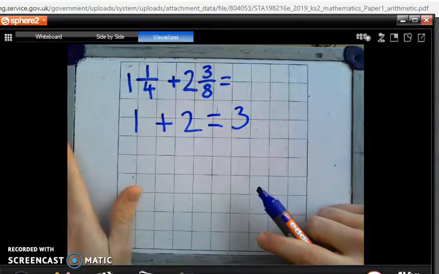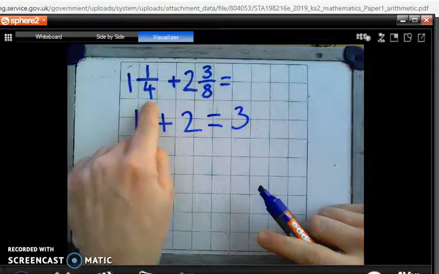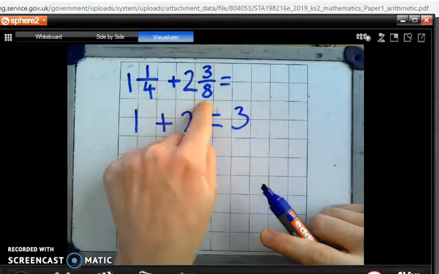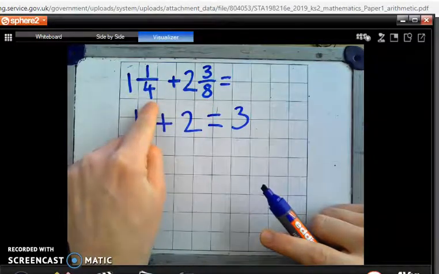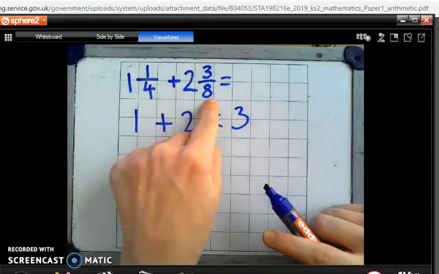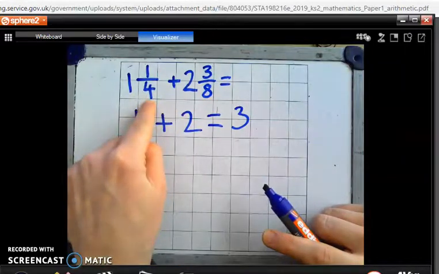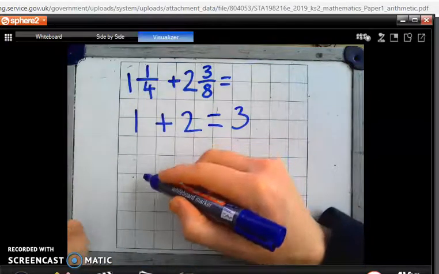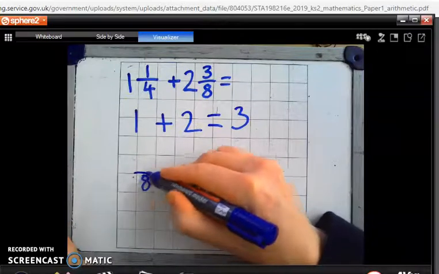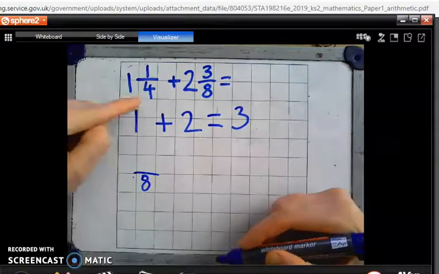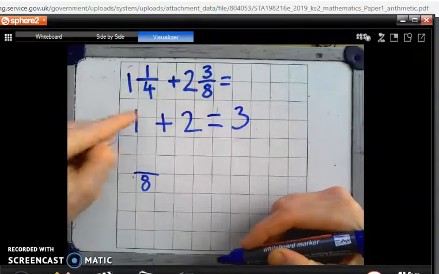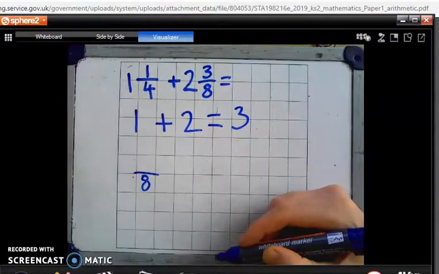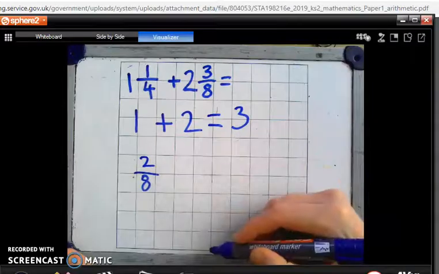Step 2 was to find a common denominator. We can do this by multiplying the two together, or we could multiply one part so that it is the same as the other. Now I know that 8 is in the 4 times table. 2 times 4 is 8. What I've done to the bottom, I must do to the top. So I multiplied the bottom by 2, I've got to multiply the top by 2. 1 times 2 is 2.